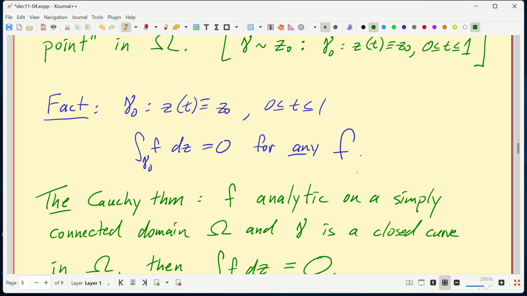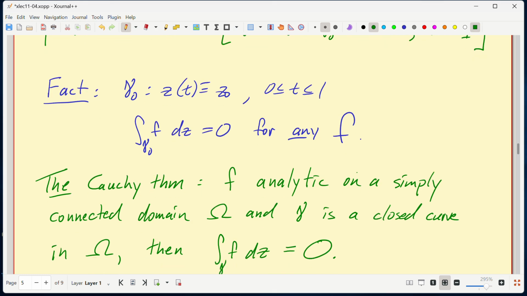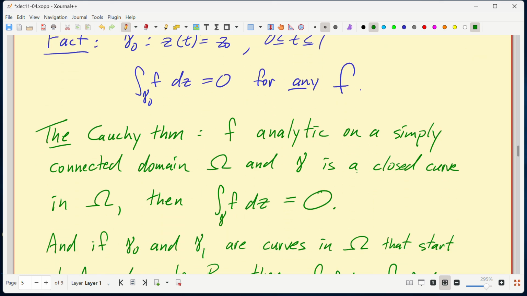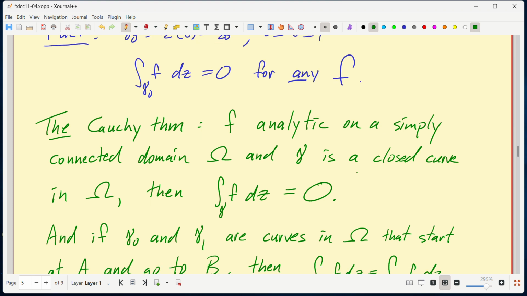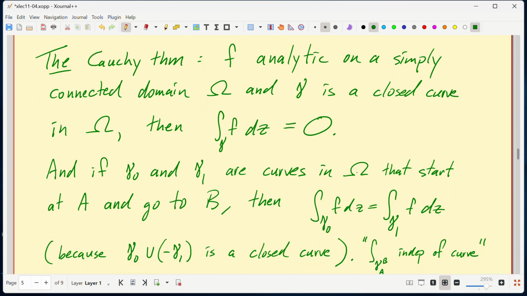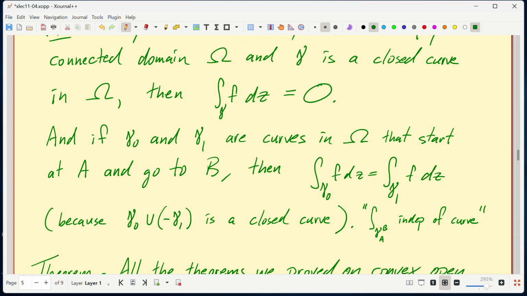So that's the Cauchy theorem. If f is analytic on a simply connected domain and gamma is a closed curve in omega, then the integral of f around the curve is 0. And in this one, it's a piecewise C1 curve. And of course, we already proved that if we have fixed endpoints. That's the theorem we had before.